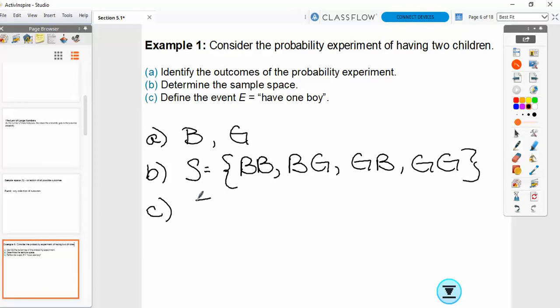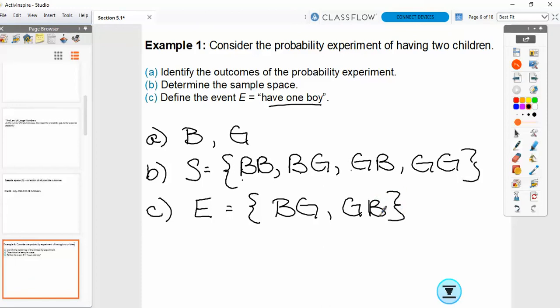If I said the event E is having 1 boy, which of these outcomes in my sample space would match that description? We could have boy, girl, or we could have girl, boy. There are 2 of my 4 possible outcomes where we have 1 boy. Do you guys kind of understand what I mean when I say an outcome, a sample space, and an event from that?